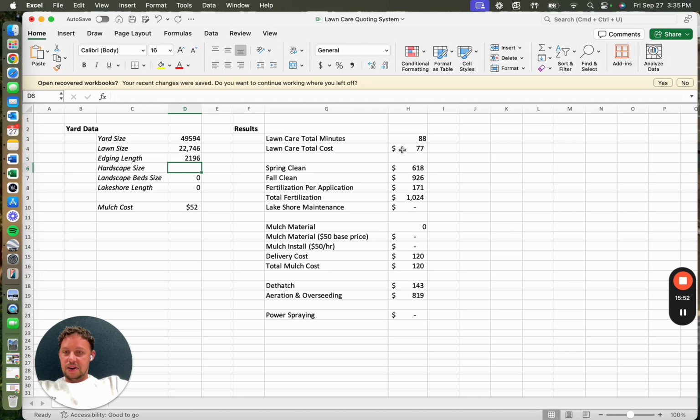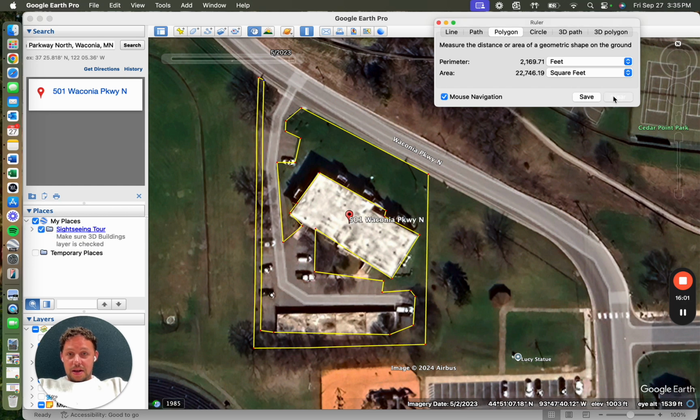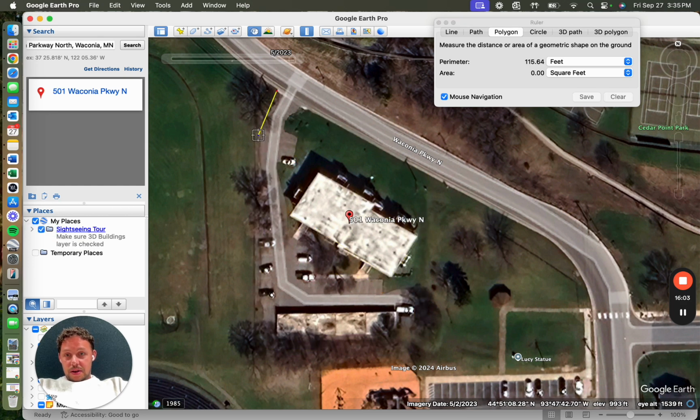And wow, look at that, lawn care cost has gone up quite a bit. But we also don't have the blowing in yet, right? It takes time to blow, so we've got to get that in there. So we're going to just remeasure because this has a big old parking lot, and this client likes to have the parking lot blown every time. So we're going to blow this whole thing.